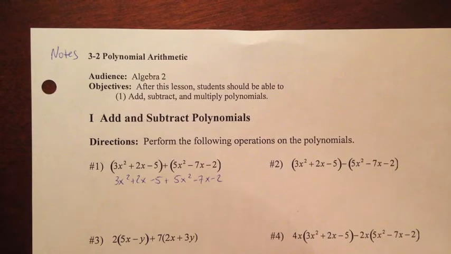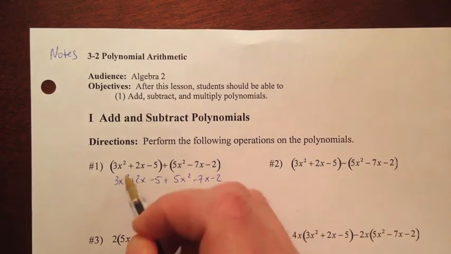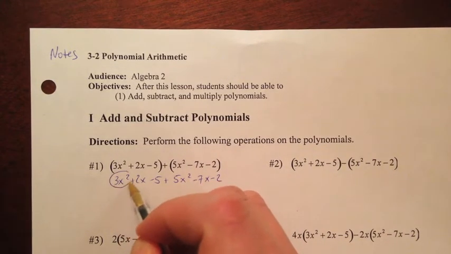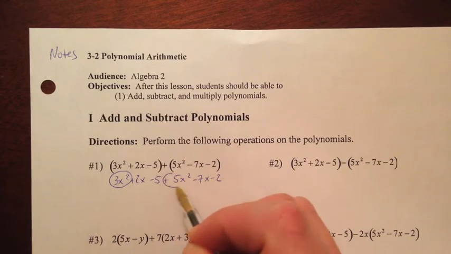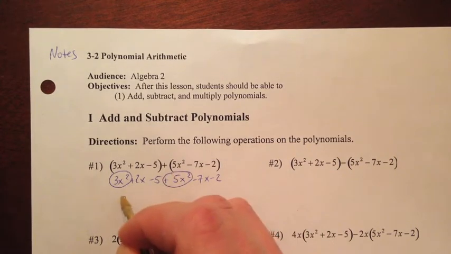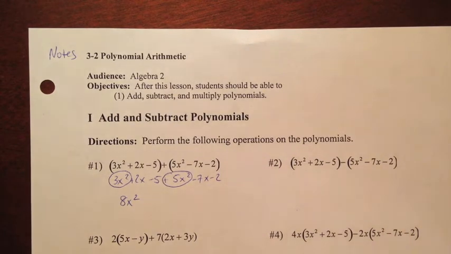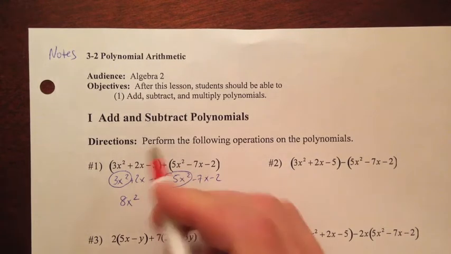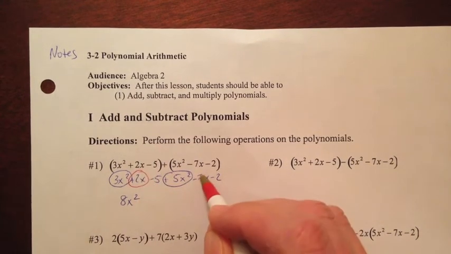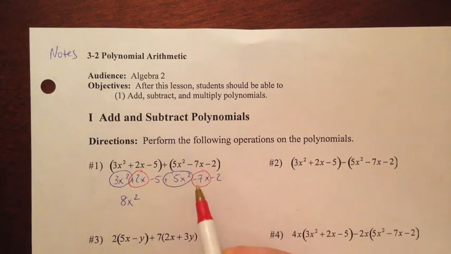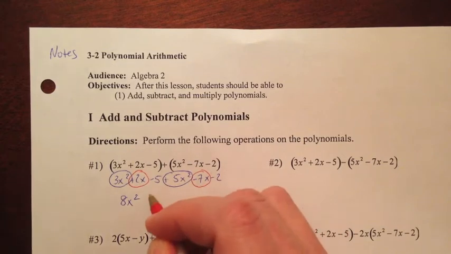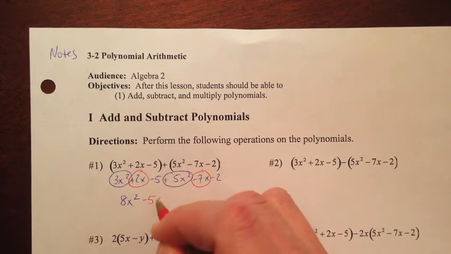And what we're going to do is combine like terms. So like terms would be something like 3x squared plus 5x squared. Those are like terms, so that's 8x squared. Those are terms that have the same variables and the same exponents. So the x squareds, those are like terms. The 2x, which is positive, and the 7x, which is negative. Always look at the symbol that's in front of them. So 2x minus 7x is minus 5x.